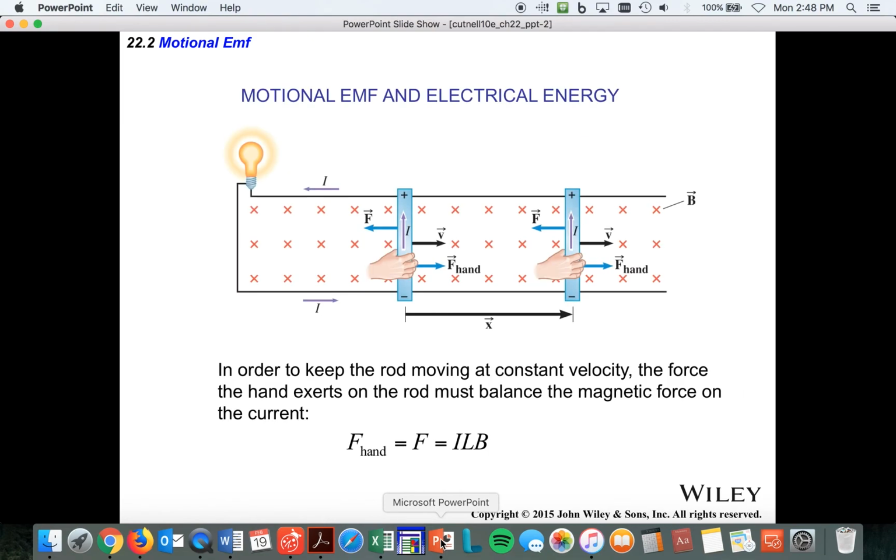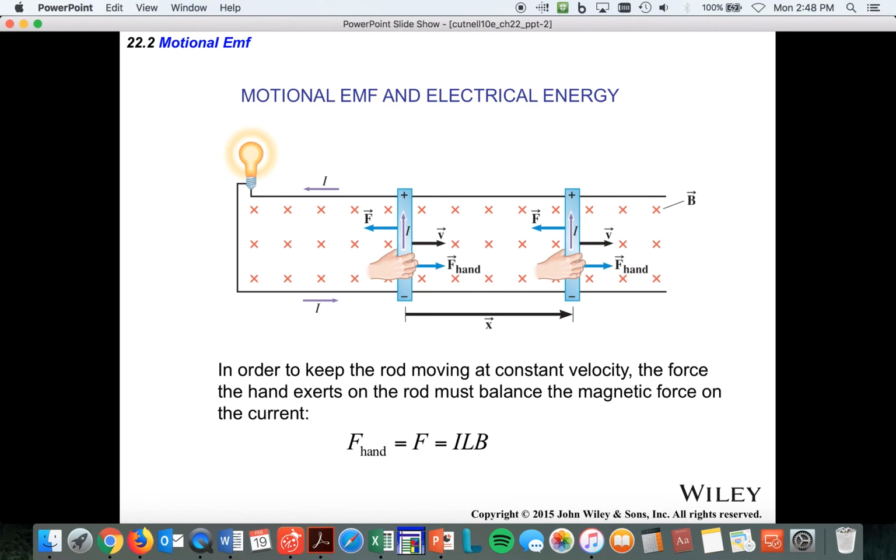Now, in order to keep the rod moving at a constant velocity, the force the hand exerts on the rod must balance the magnetic force. Look at what's going on here. This is so cool. But I think I shortchanged it and didn't give you a lot of problems over this stuff. Now look what happens. This is going up this way, right? You've got a current going this way and a magnetic field that's going into the page. So which way is that magnetic force going to go? It's going to go this way. In other words, that magnetic force is going to oppose this motion.